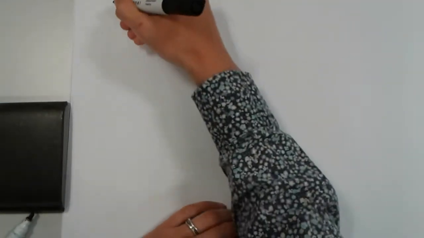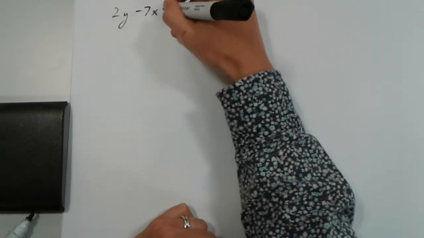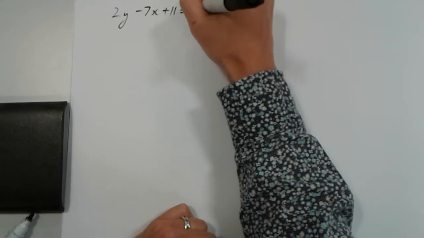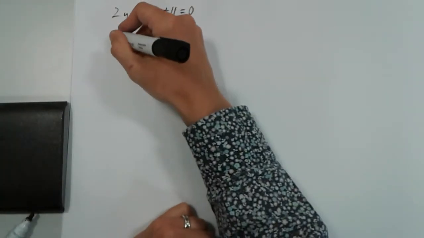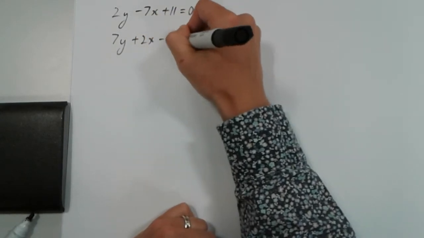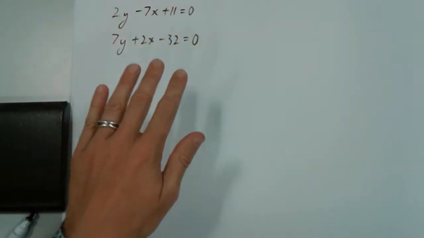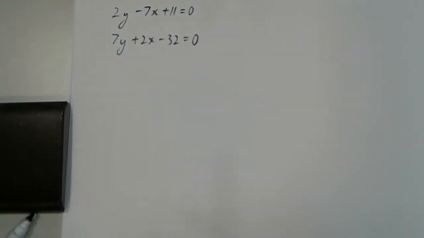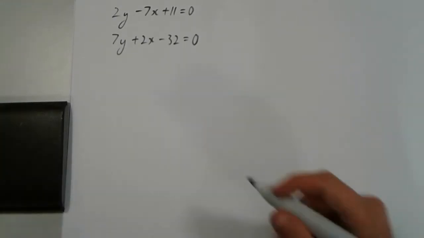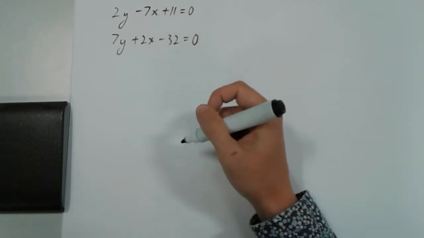So let's just take the two equations which we had. 2y minus 7x plus 11 equals 0. And our other equation was 7y plus 2x minus 32 equals 0. Importantly, you can just solve this on your calculator. Always remember that your calculators can solve simultaneous equations and later on can solve quadratic equations. But we'll go through this one manually, just to remind you of the techniques required.